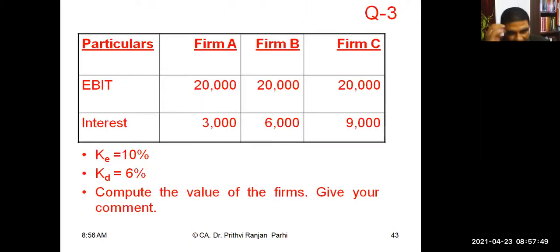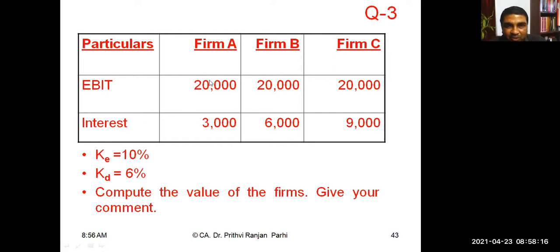Okay. Now, to understand this theory, let us try this example. Let us see this question. As you can see, this is a question where three farms are involved: farm A, farm B, and farm C, and EBIT. What is EBIT? Who can tell me? EBIT stands for earning before interest and taxes.